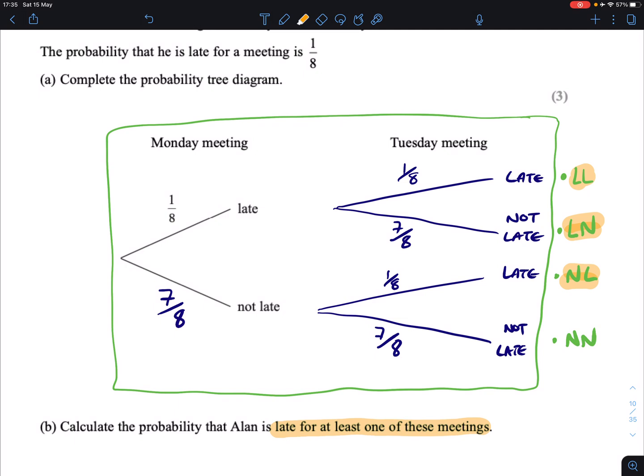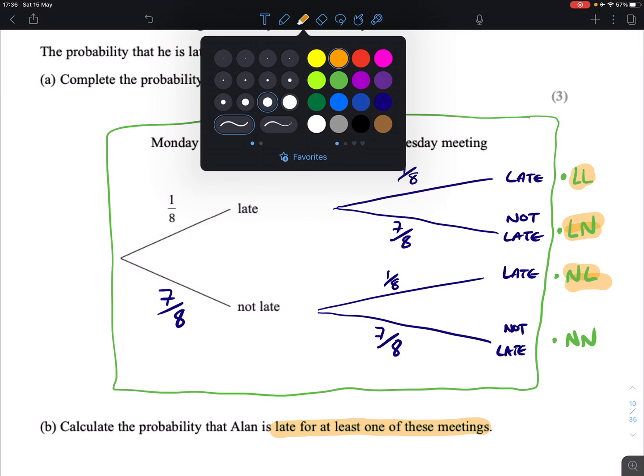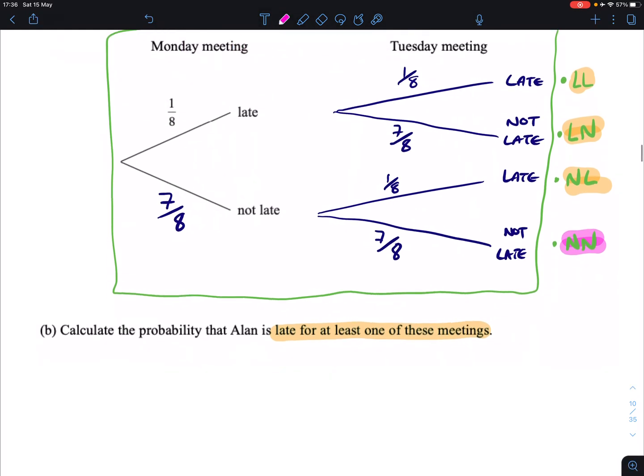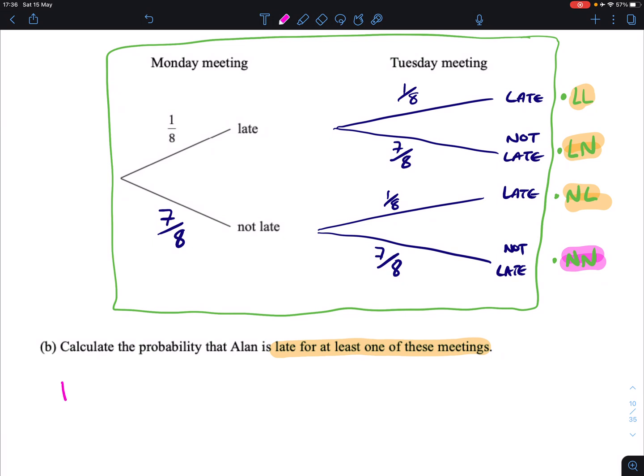Now there's 2 ways you can look at this. One is we go ahead and figure out the probability of these 3 and add them together, because you have late and late, or late and not late, or not late and late. Okay, that's option number 1. Option number 2 is there is only one value missing, and that is not late on both days. So if we actually figure out the probability of this happening, take it away from 1, that will give us what's left over, which will be these 3. So the second option is technically the one that's got less work. So that's the one I'm going to do here.